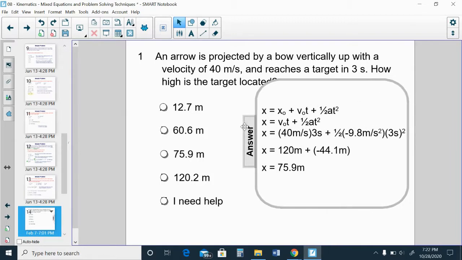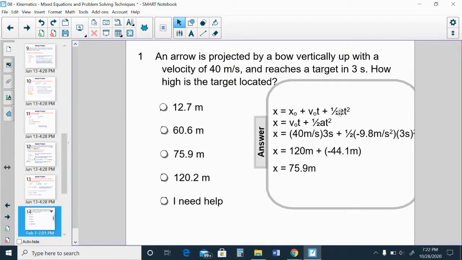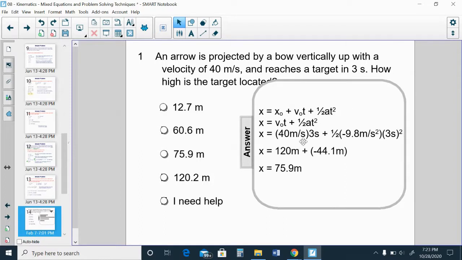The correct answer for this problem is 75.9 meters. So it looks like we are using the position time equation. You can cancel anything that you know is equal to 0, which in this case is the initial position since you are shooting from the ground height. So that leaves you with this part of the equation to use, and it's already arranged, it's already solving for height, the final position. So you can just put in the numbers and you end up with 75.9 meters.